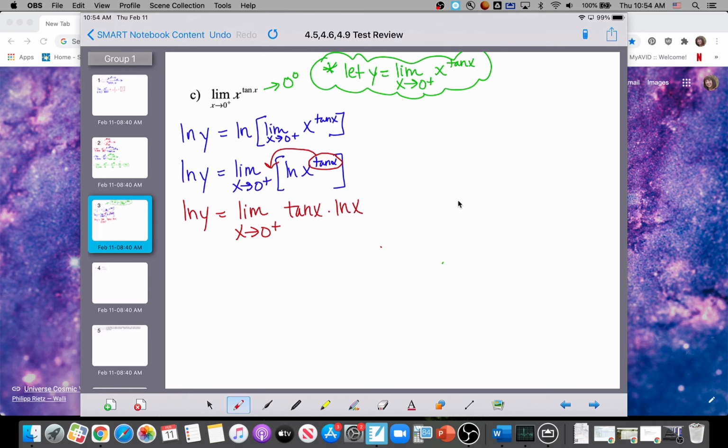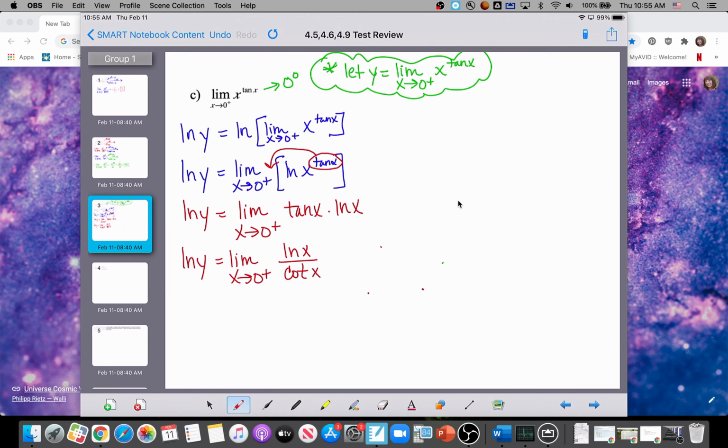But again, to use L'Hopital's rule, we need a quotient, right? We need an indeterminate quotient. So how can I rewrite tangent x times natural log x as a quotient? Well, multiplying by tangent is the same thing as dividing by cotangent, right? So I could rewrite this as natural log y is equal to the limit as x approaches 0 from the right of natural log x divided by cotangent x.